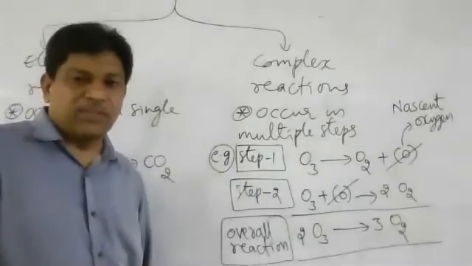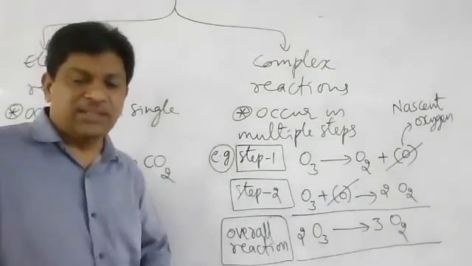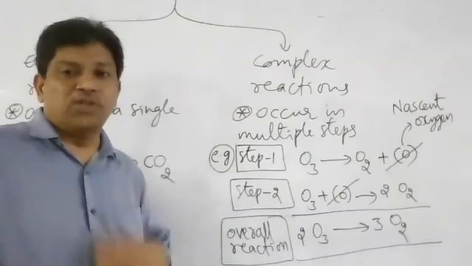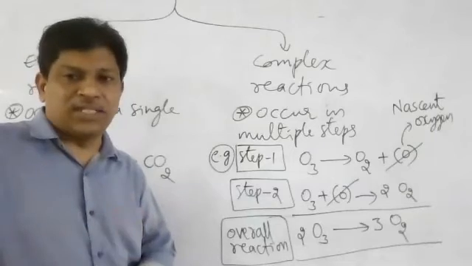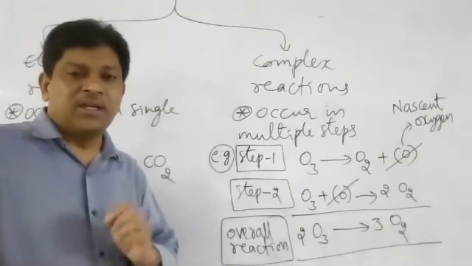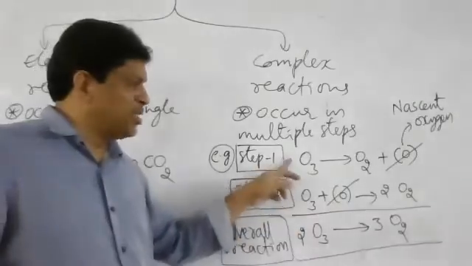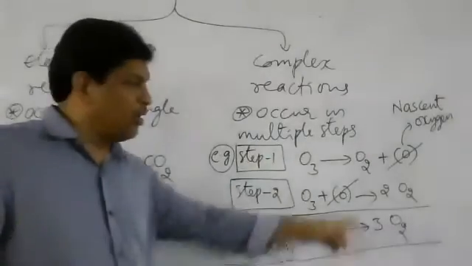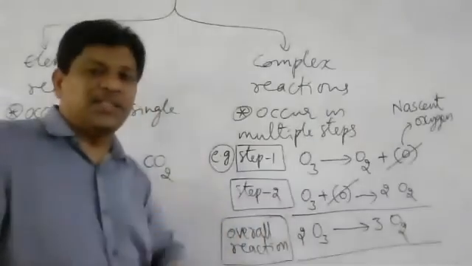So it is a complex reaction. The concept of complex reaction: complex reactions are chemical reactions in which two or more steps are available. Among those steps, one is generally the slowest step. The slowest step is called the rate determining step. Now in this case, our first step is the rate determining step generally.